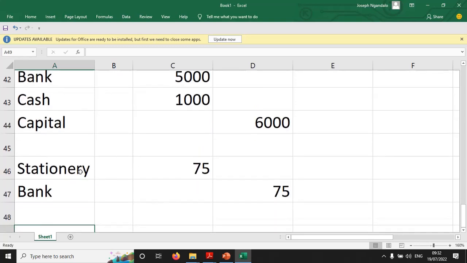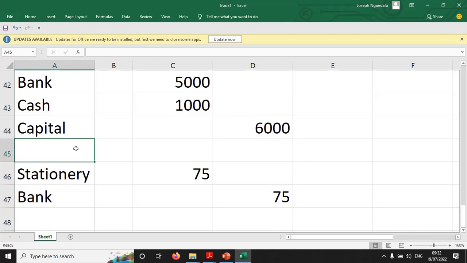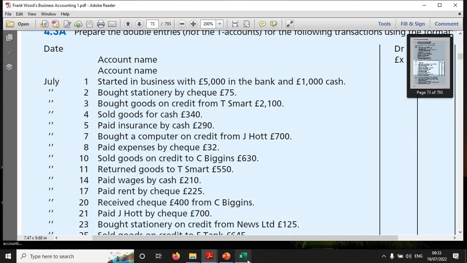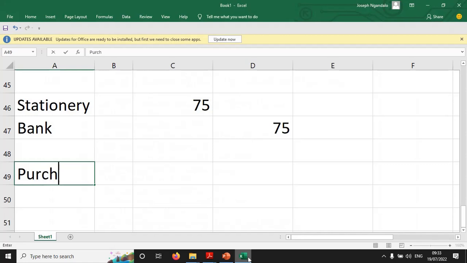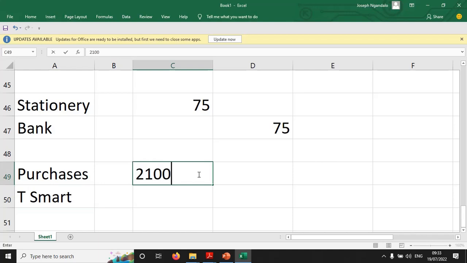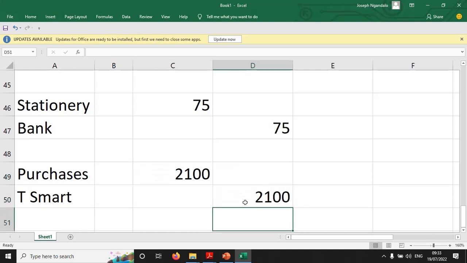Now, you see, for a journal, you have to have narratives. Like in this case, for the first one, it was what? Capital introduced. Then here, being purchases of what? Stationery. Next, bought goods on credit from T-Smart. Purchases, and what? T-Smart. What is the amount involved? 200. You agree? Yes. It's a good idea for accountants to start with the account to debit and end with the account to what? To credit.